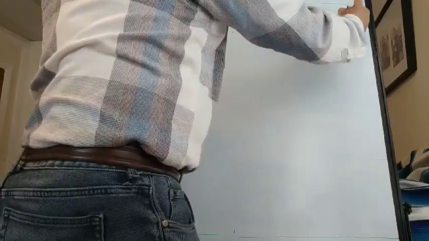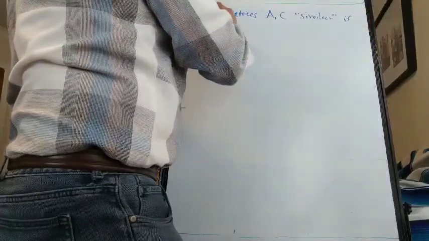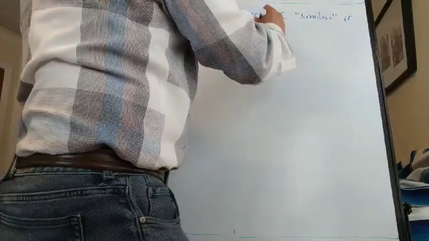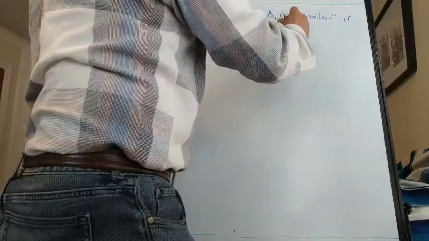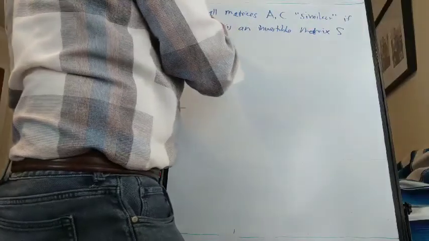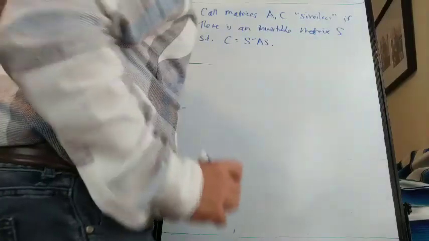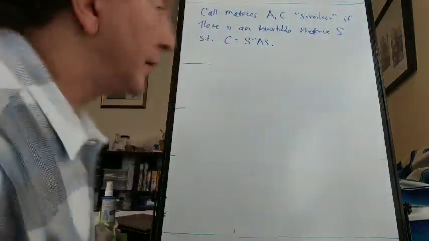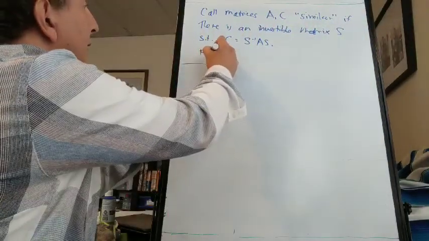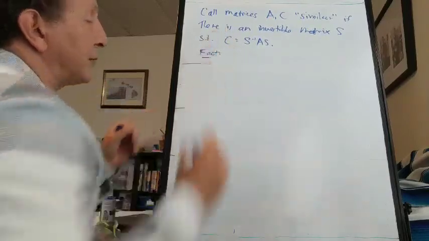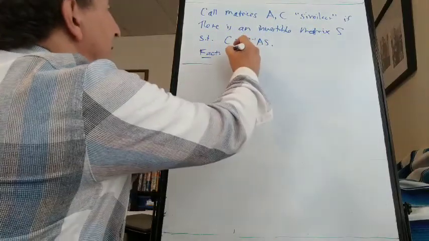So first of all, let's call matrices A and C similar if there is an invertible matrix S such that C equals S inverse AS. An important fact about similar matrices is that they have the same eigenvalues.